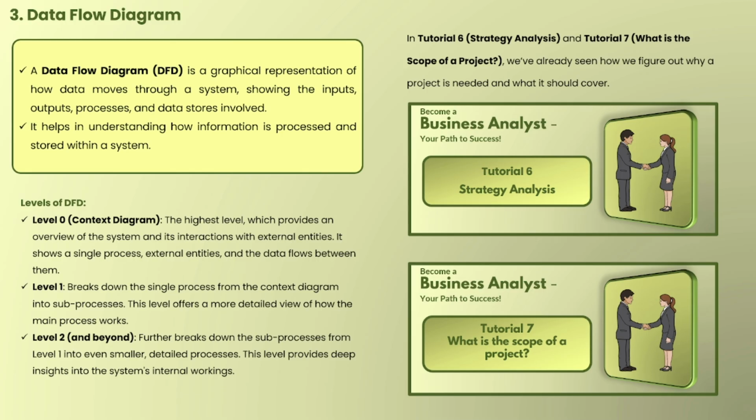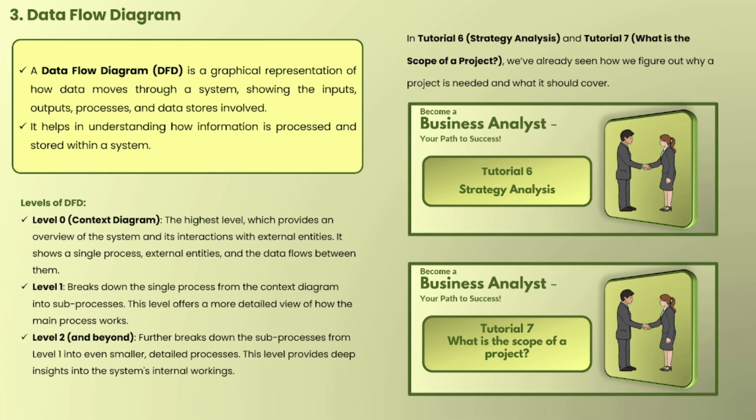And we'll see the levels of DFD. We will not go into that much detail, we'll just check it. Level 0 is the context diagram. This is the highest level, which provides an overview of the system and its interaction with external entities. It shows a single process, external entities, and the data flow between them. So we will see a level 0 context diagram for the loan management system.